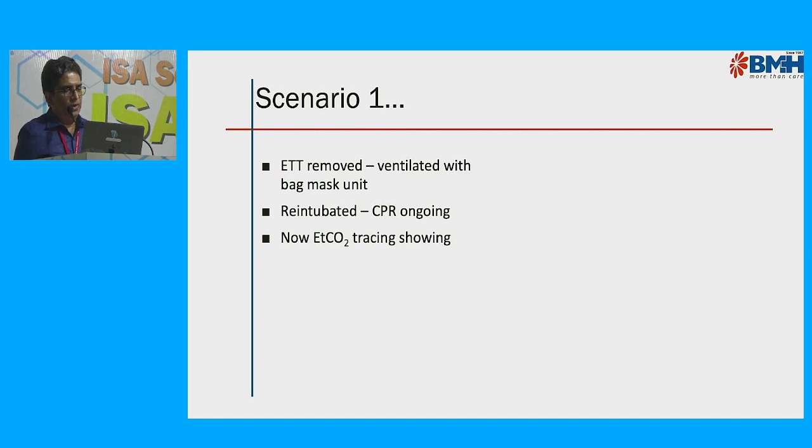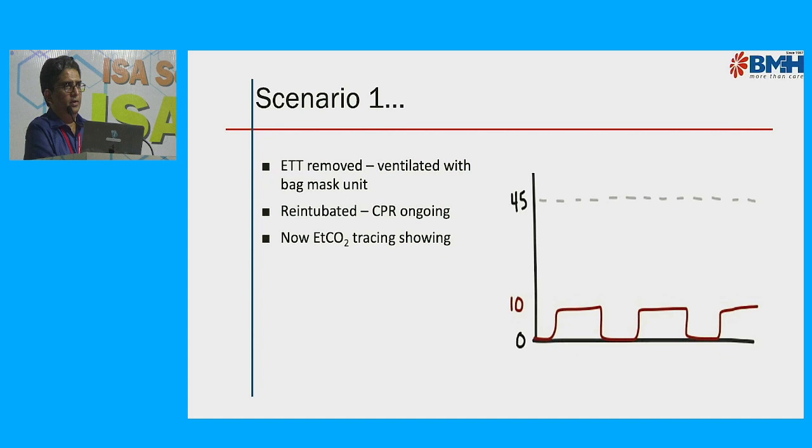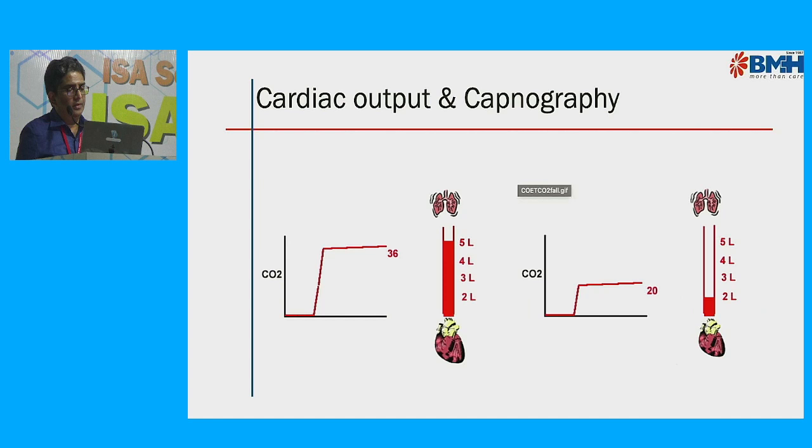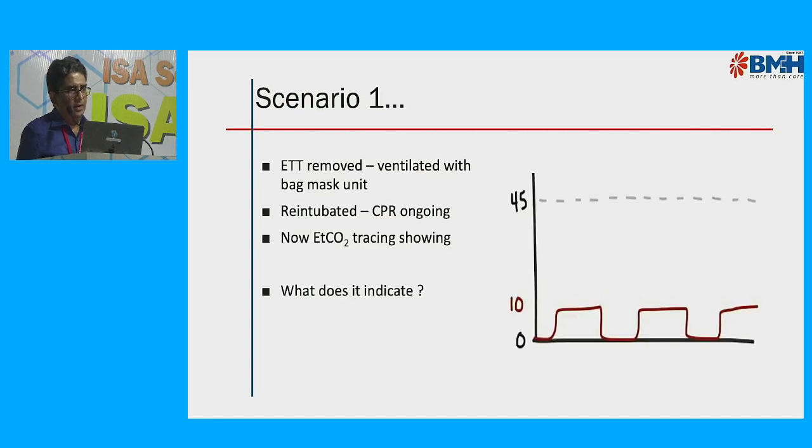CPR is going on, and the endotracheal tube tracing is showing this. The tracing shows ETCO2 of 10. There is a progressive increase, we can assume. If there is a progressive increase in the ETCO2 tracing, it is an early indicator of ROSC, return of spontaneous circulation. Is it a good sign? It is a good sign of the effectiveness of CPR. So, next slide.